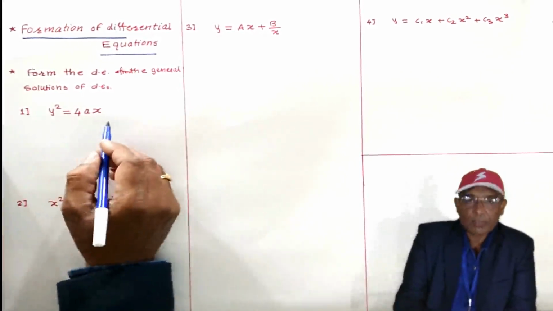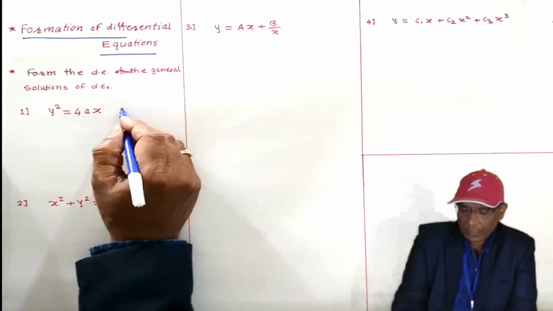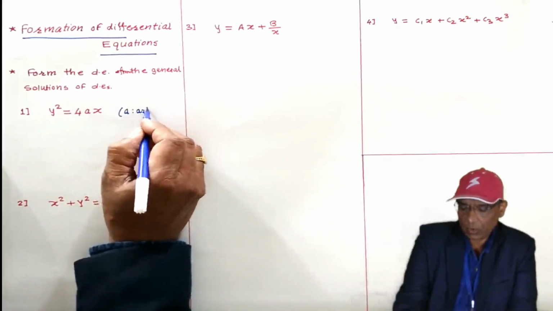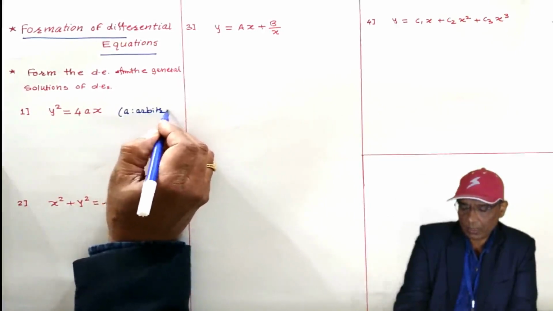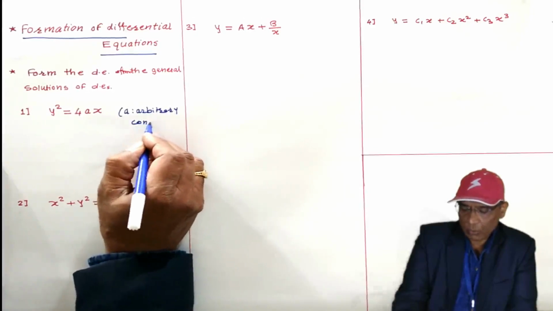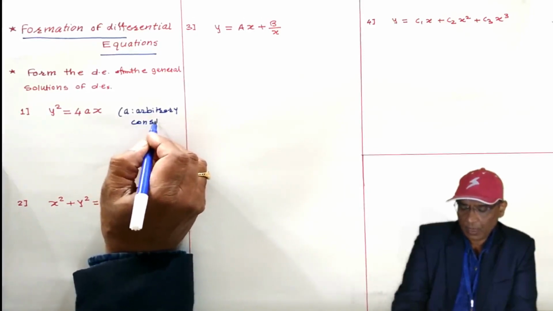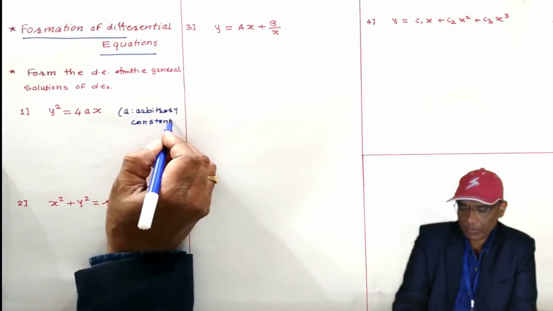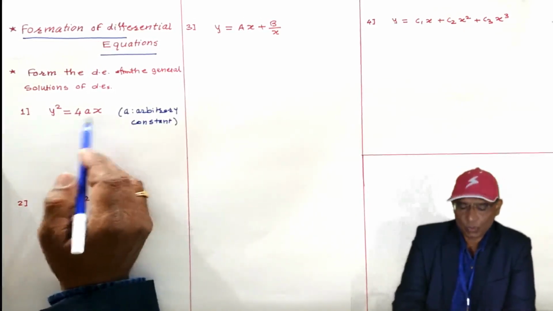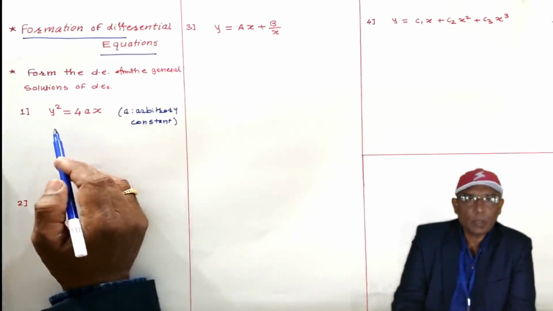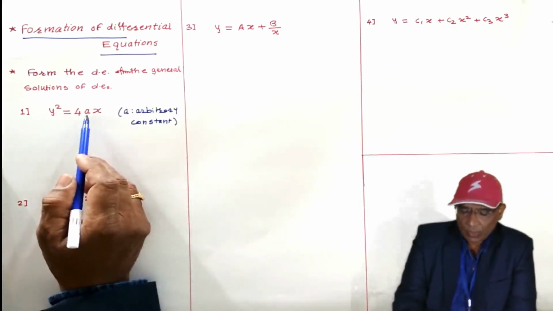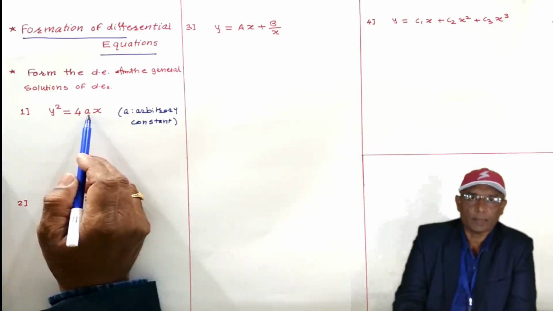Now this equation is given to you, and here a is an arbitrary constant. Here this is the equation of parabolas. For various values of a, you will be getting the parabola. This family of parabolas you can see. And how many arbitrary constants are there? Only one arbitrary constant, which is a.